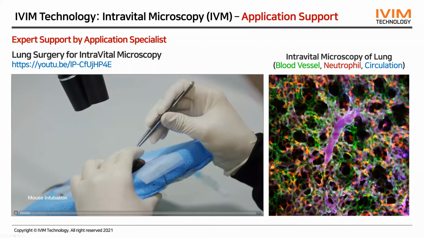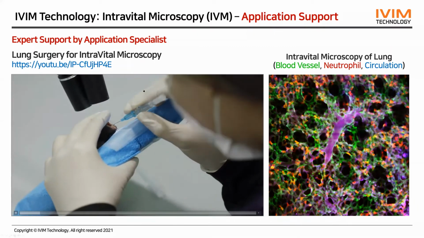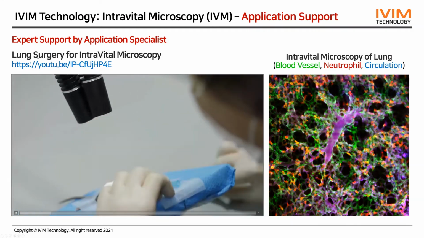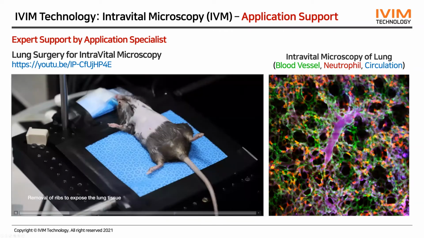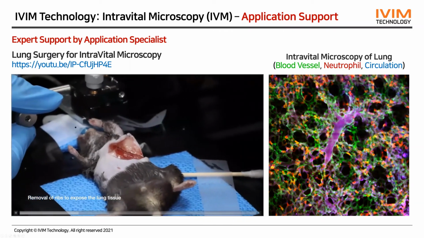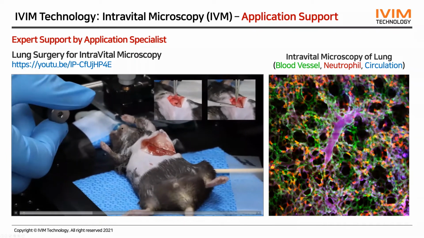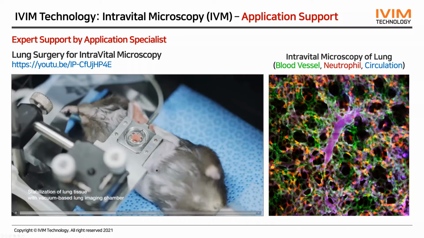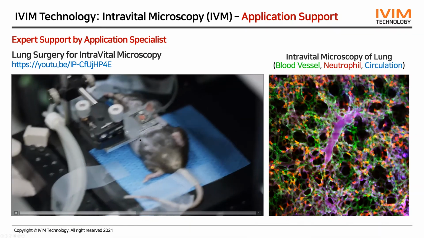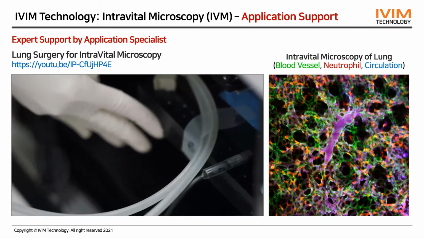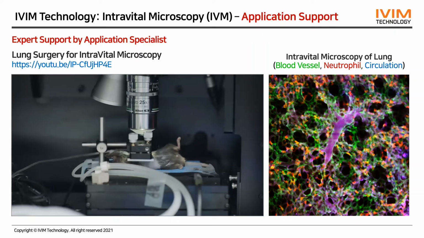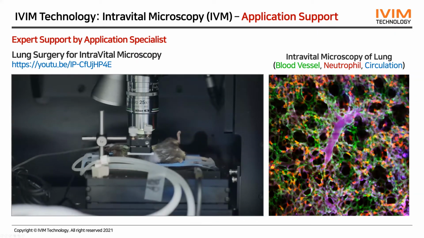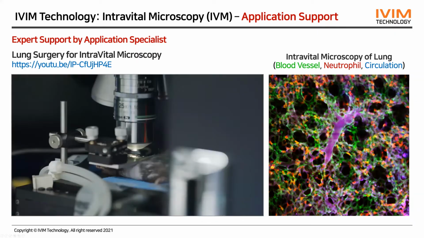And this is another YouTube video to show the surgical preparation for the IntraVital lung imaging. So we do the intubation, and then we use a ventilator to keep the mouse breathing during the imaging. And this is the stabilized imaging window for the lung observation. So we use negative air pressure to stabilize a small area of the lung. And after this stabilization, we can obtain this high resolution image from the lung of this live mouse model.